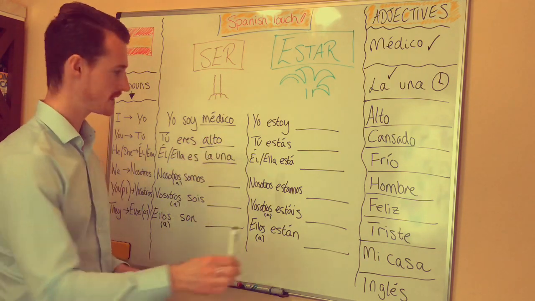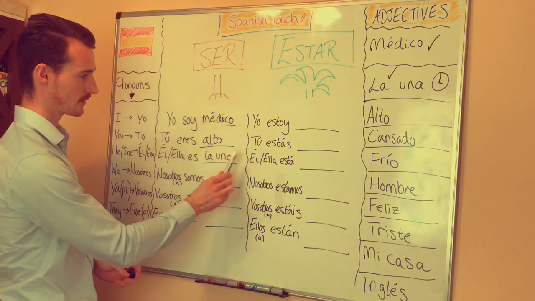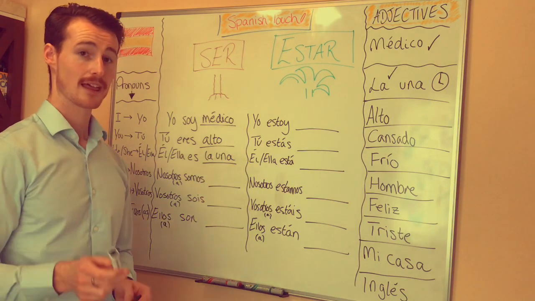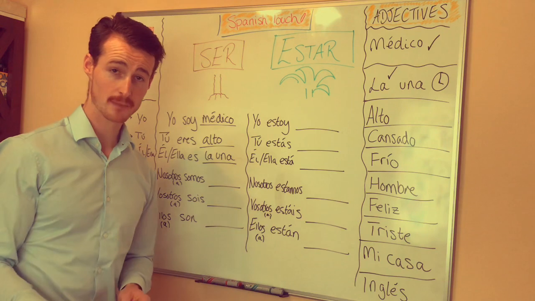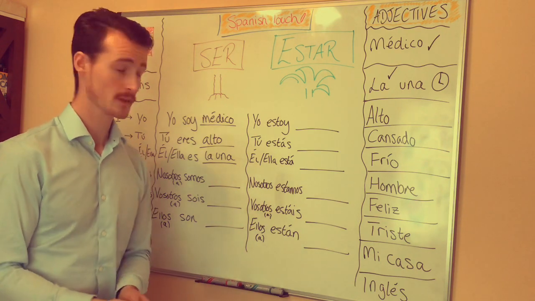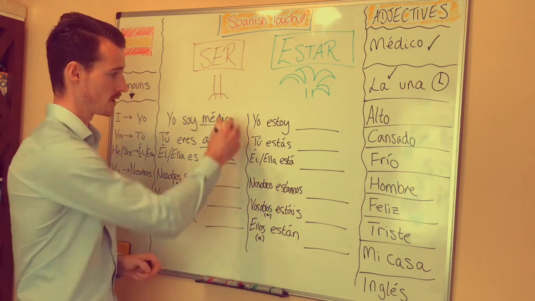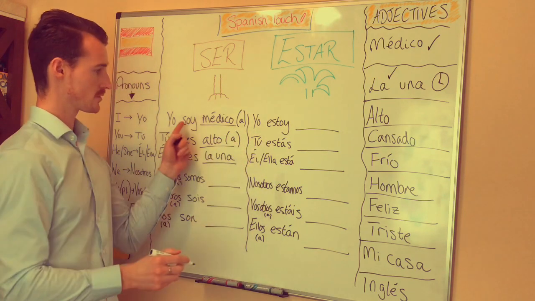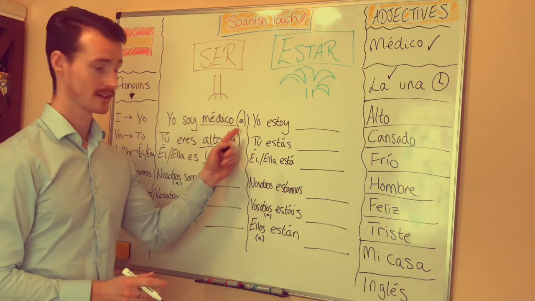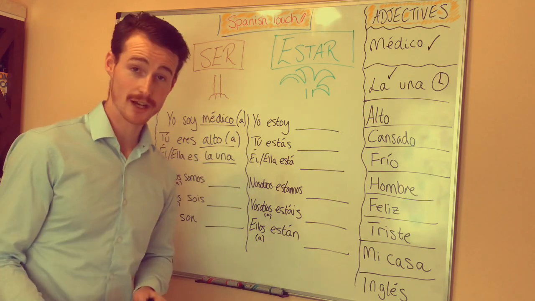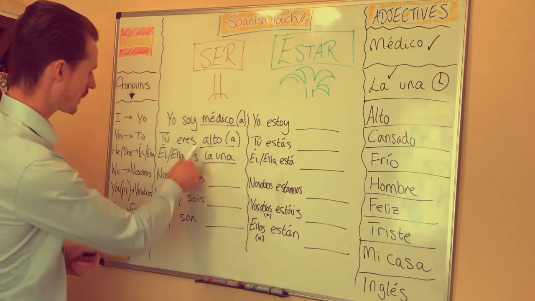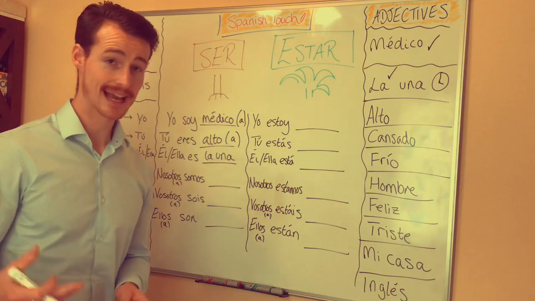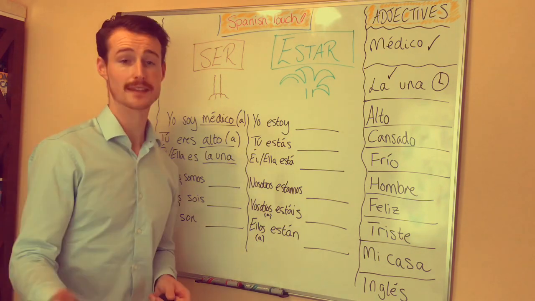Now, remember, these two here, médico and alto, doctor and tall, they can change. If we're talking about a girl or a woman, we would change the O to an A, okay? Soy médica. I'm a doctor. We know it's going to be a woman. Okay, and if we say eres alta, we're talking about the same thing.